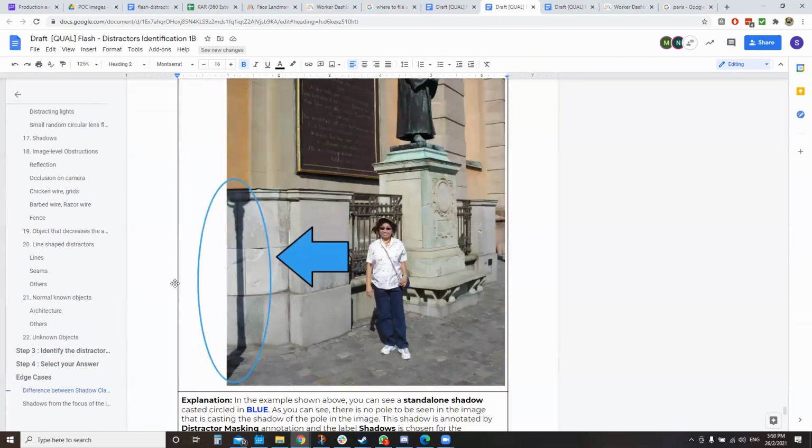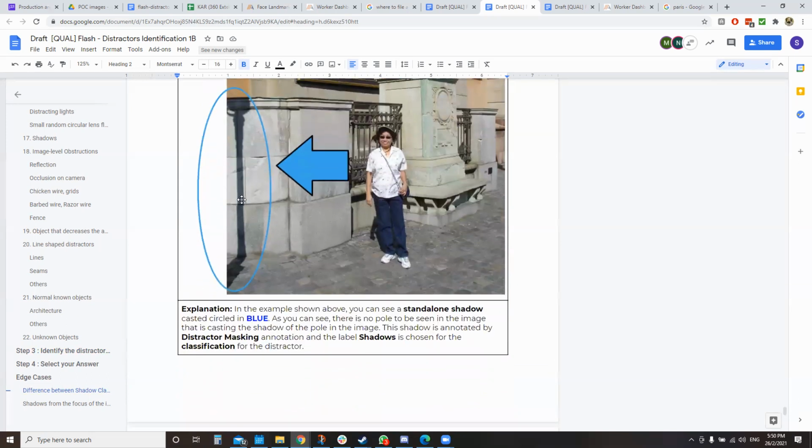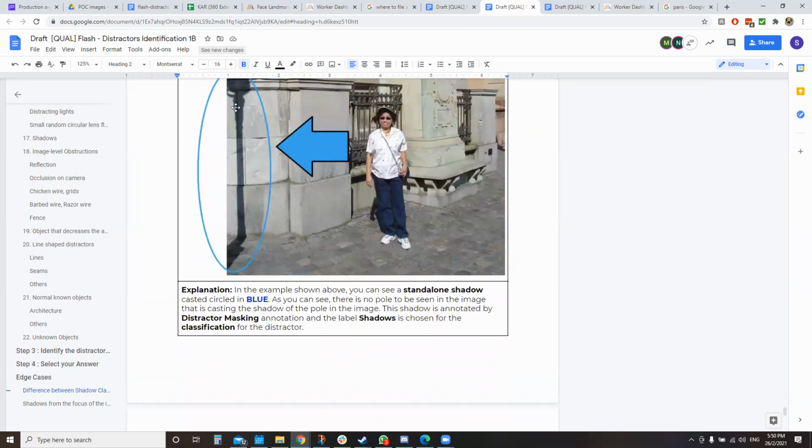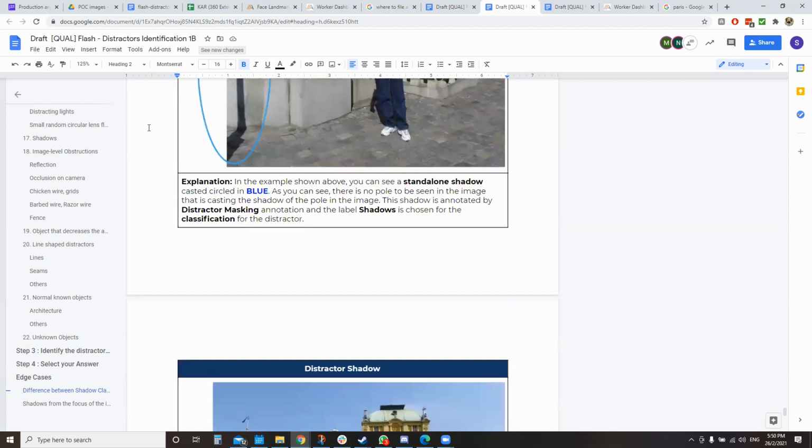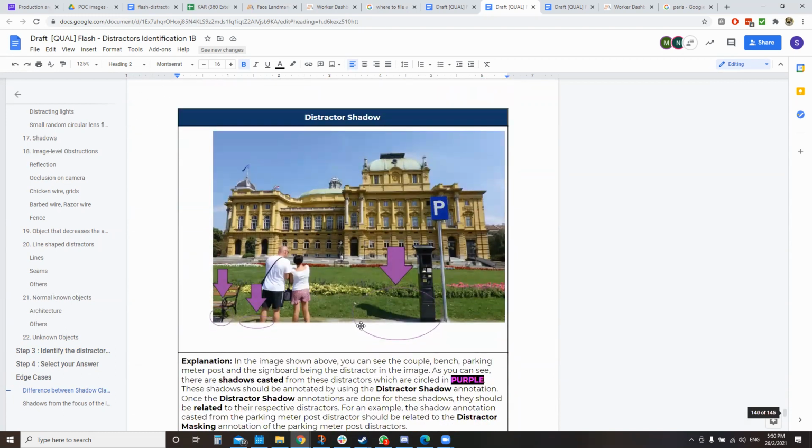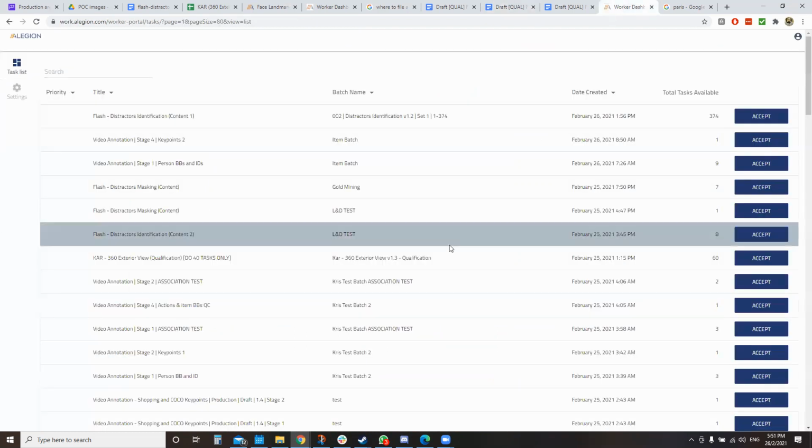In this case here, this is also the same concept, where it's also labeled as shadow because the object is out of frame. Now, while these things here are called shadow distractor. So how you will annotate this, I'm going to show you like this.